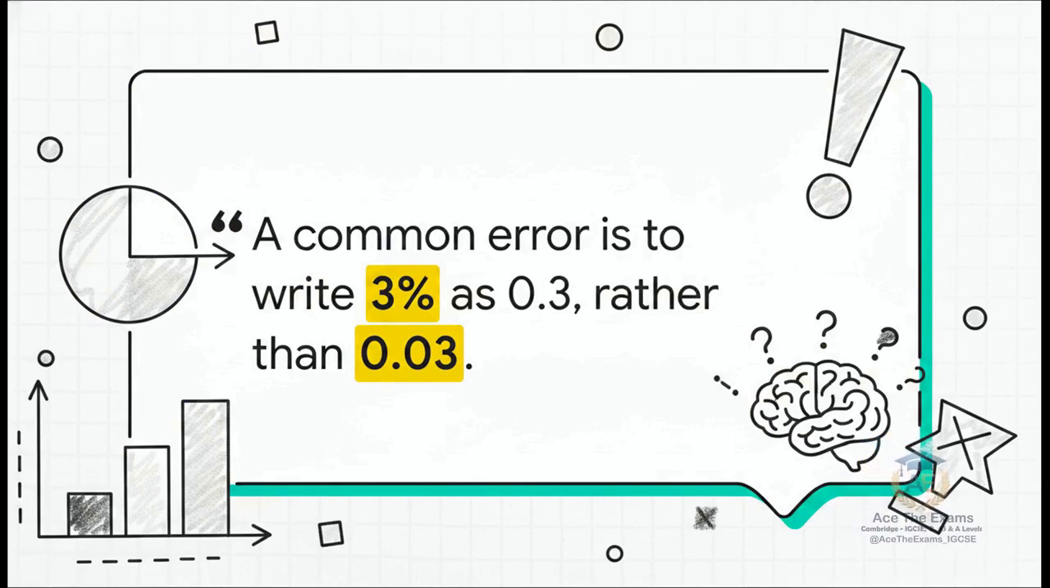Quote, a common error is to write 3% as 0.3 rather than 0.03. I want you to read that again. I am putting a massive emphasis on this because examiners see this specific mistake thousands of times every single year. Let's think about it. 3% literally means 3 out of 100. That is 0.03. 0.3 is 30%. It's a huge difference. Please do not let a simple, totally avoidable decimal shift rob you of your hard-earned marks.